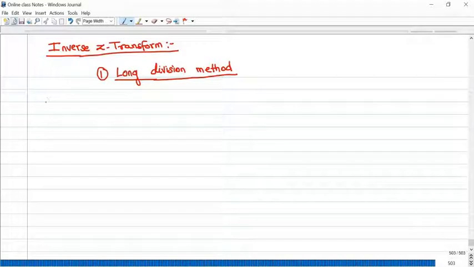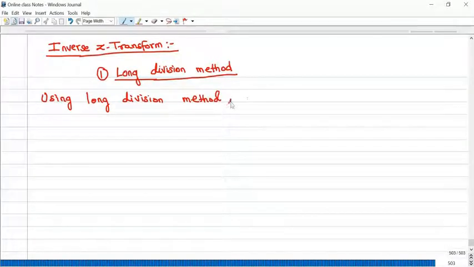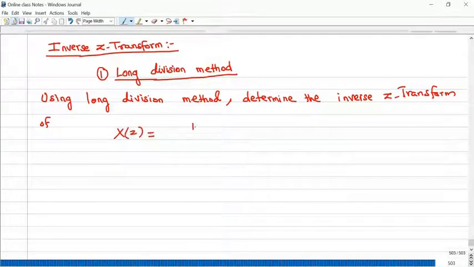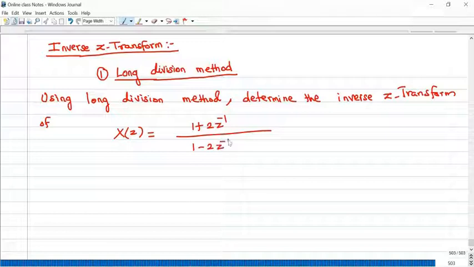First problem, using long division method, determine the inverse Z transform of X of z equal to 1 plus 2 z power minus 1 divided by 1 minus 2 z power minus 1 plus z power minus 2. Okay, so from this X of z we have to find out x of n.